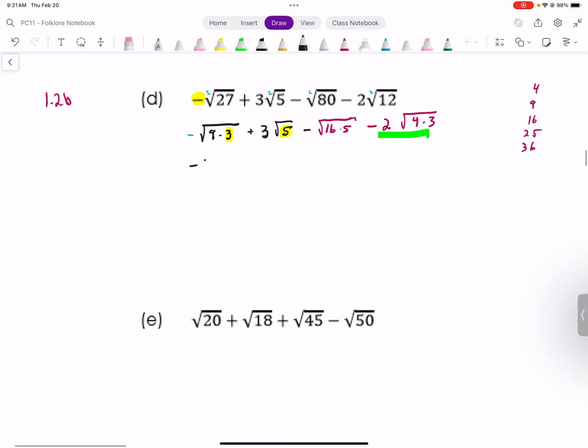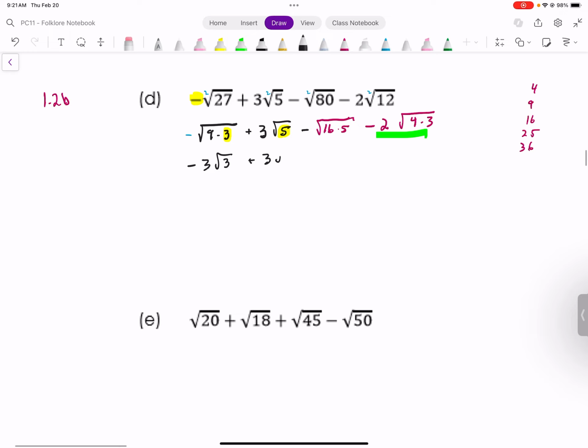So I'm simplifying that first term, simplifying the second term, simplifying the third term, and then I'm going to simplify this last term. Be very, very careful, because here, this radical is being multiplied by 2. And when I simplify the radical, the square root of 4 times 3, that is 2 root 3.